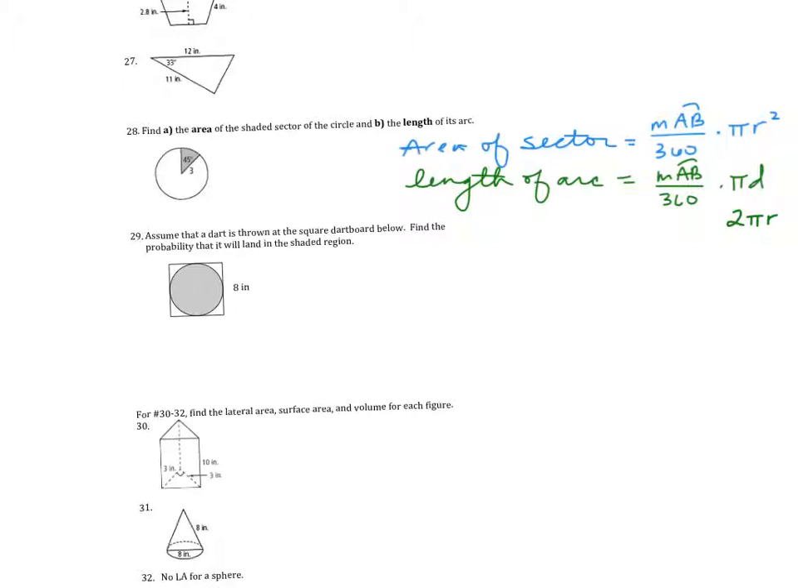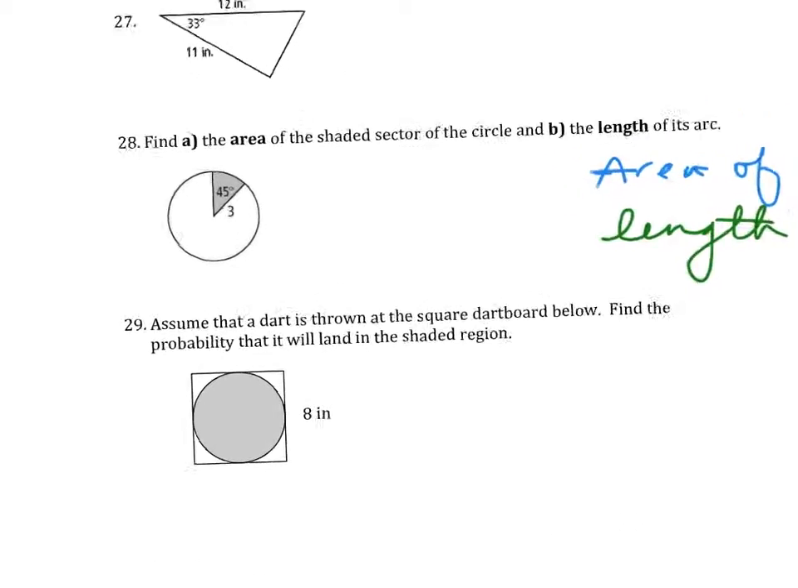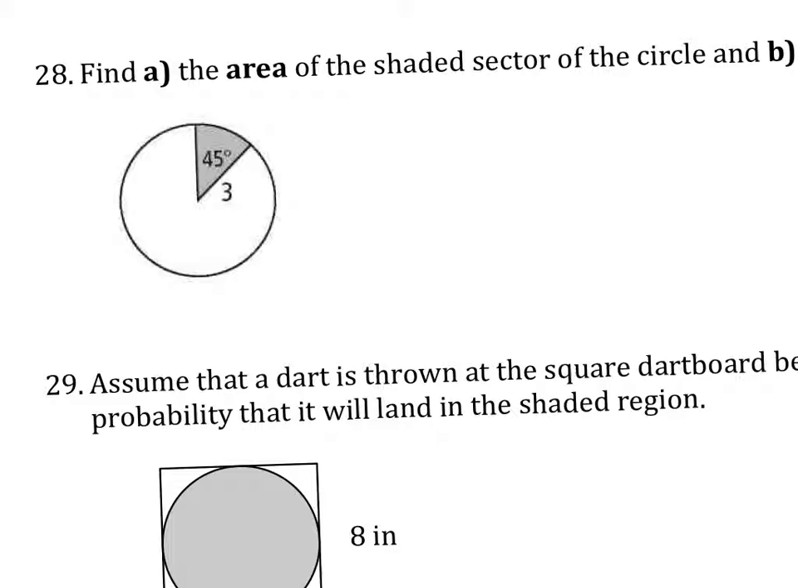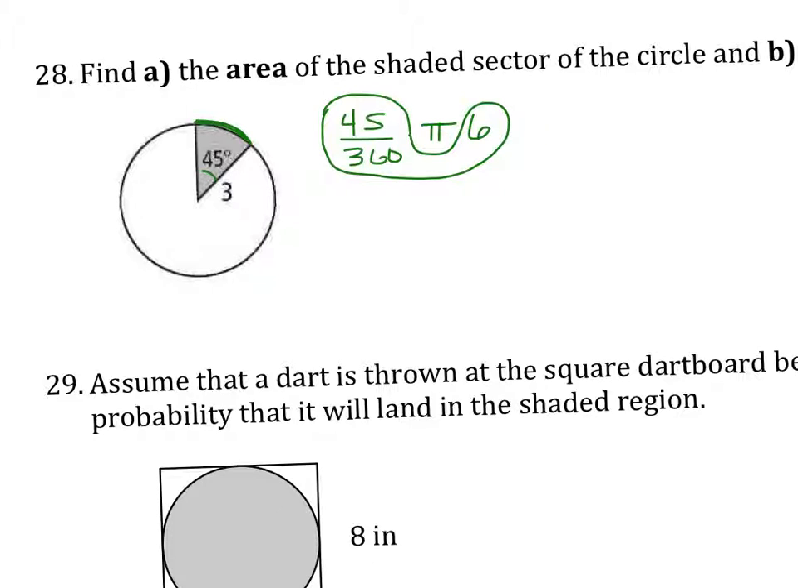Take your pick. Okay, so the area of this sector would be the measure of the arc. What is the measure of this arc? It's 45. Whatever your central angle is, your arc is that. So it's 45 over 360 times pi. What would your diameter be? 6. Your radius is 3, so your diameter would be 6. This is one of those where you plug this in. So 45 divided by 360 times 6 is what?